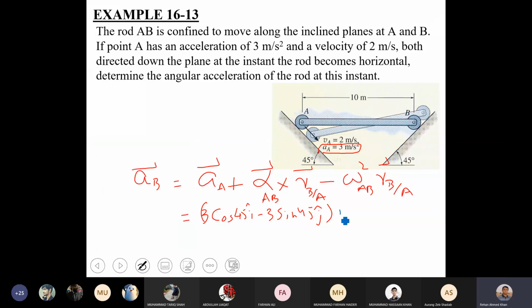So accordingly, jab aap alpha cross r likhenge, to yahan hum isko alpha AB k ke taur pe assume kar lete hain. Is this point clear to all of you? Yes. Okay, what about rBA? We have already discussed it.